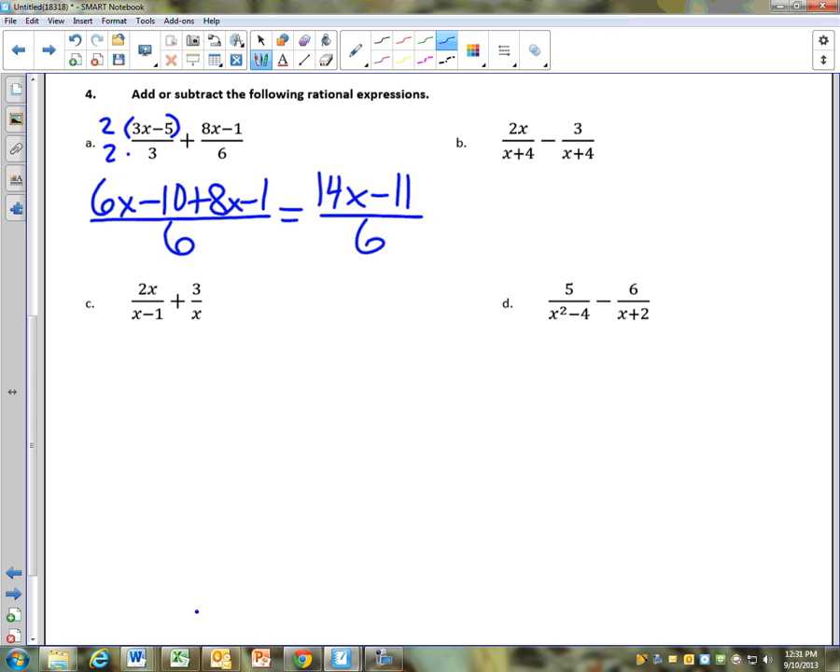You can have variables in the denominator. That's fine. So you just have x plus 4 on the bottom, 2x minus 3 on top. Does anything cancel? Nope. So you're done. Okay.